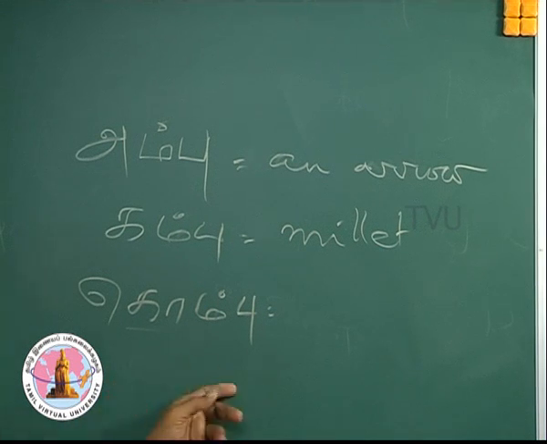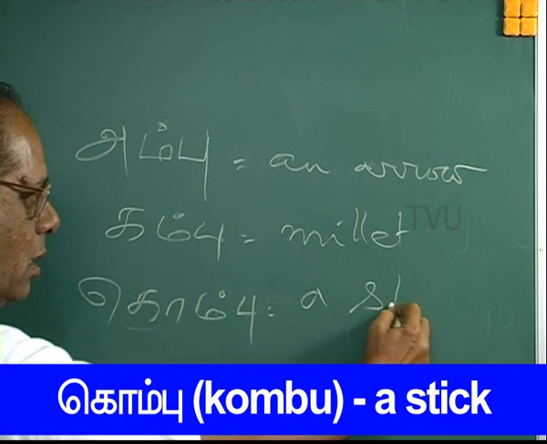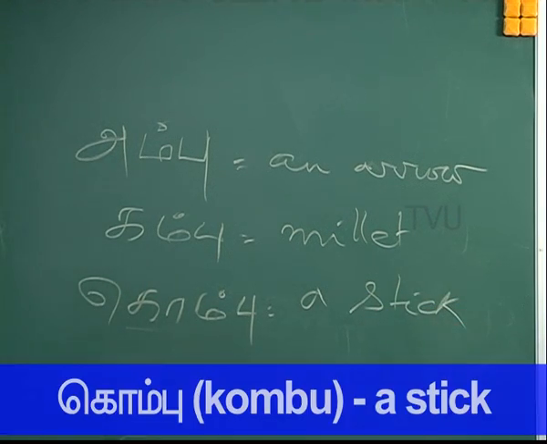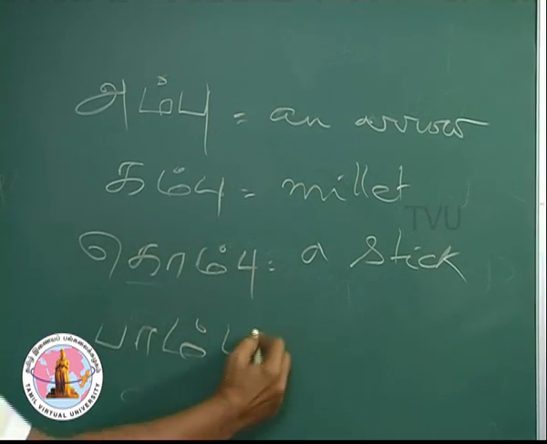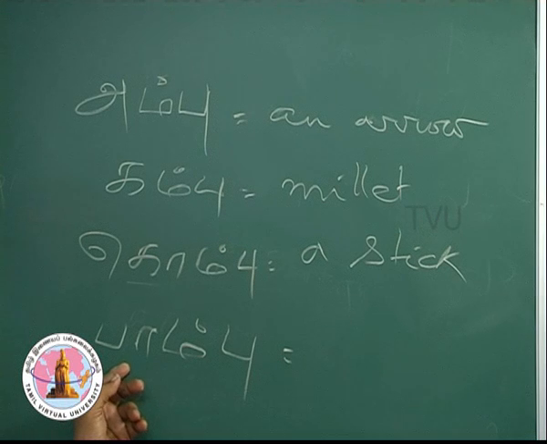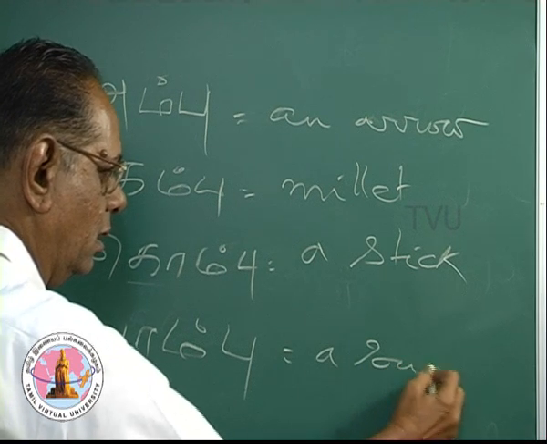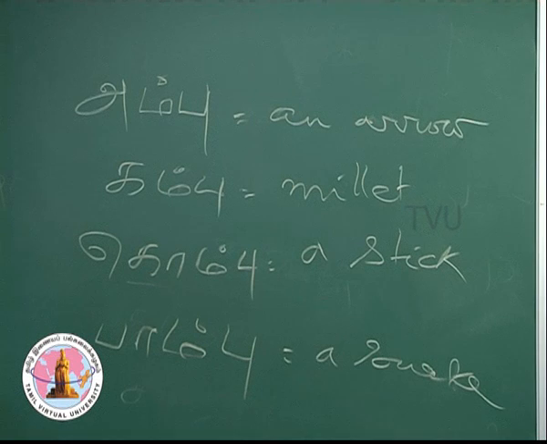Ko, im, bu, kumbu, a stick. Pa, im, bu, pambu, a snake.